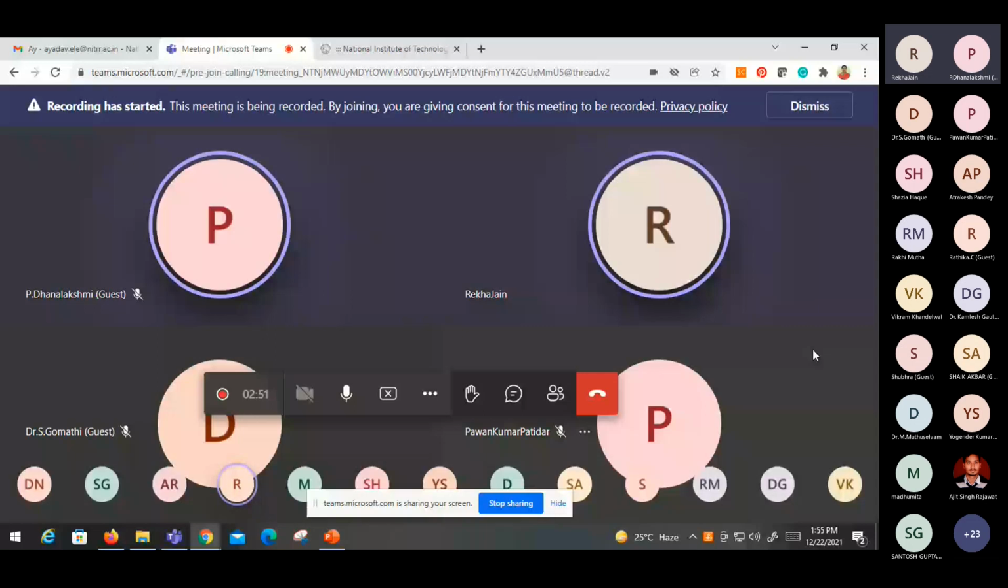So I welcome you, ma'am, in the day 4 session 3. Ma'am is delivering the session on advanced signal processing techniques and machine learning applications in modern power system. Over to you, ma'am.